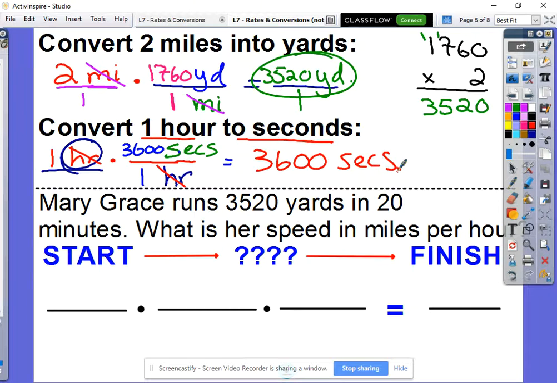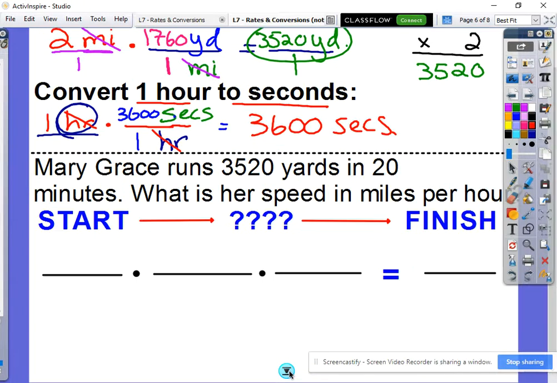This is really the extent of what we want to accomplish today, is this last problem right here about Mary Grace. So let's jump into that one and see kind of how it works, okay? So the first thing we're told is that Mary Grace runs 3,520 yards in 20 minutes. That's our starting fraction, 3,520 yards in 20 minutes, okay?